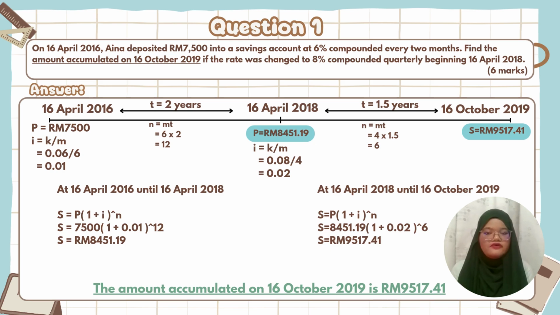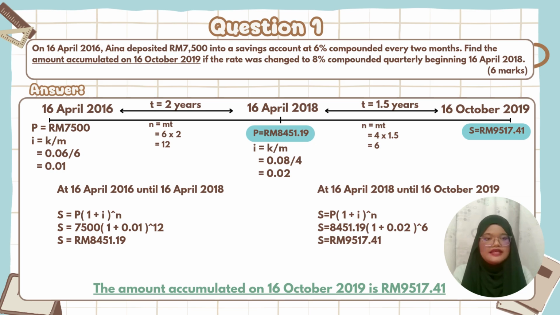So we have to calculate with the compound interest formula, which is S equals P multiplied by (1 plus i) to the power n. So we continue with 7,500 multiplied by (1 plus 0.01) to the power 12, and we got the answer, which is 8,451 ringgit 19 cents. But it's not done yet.